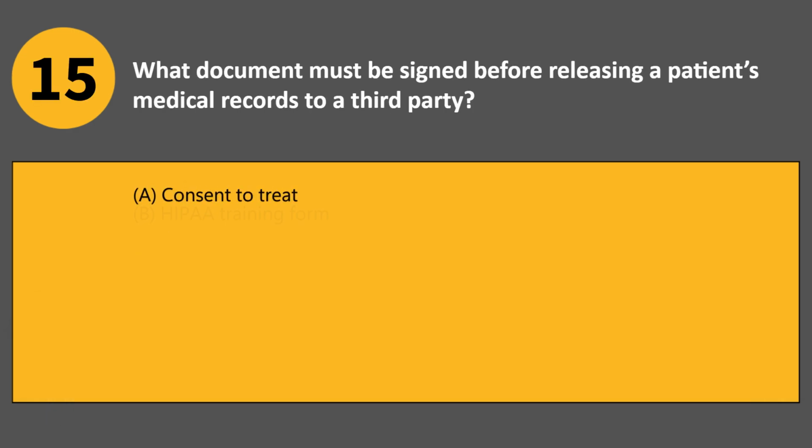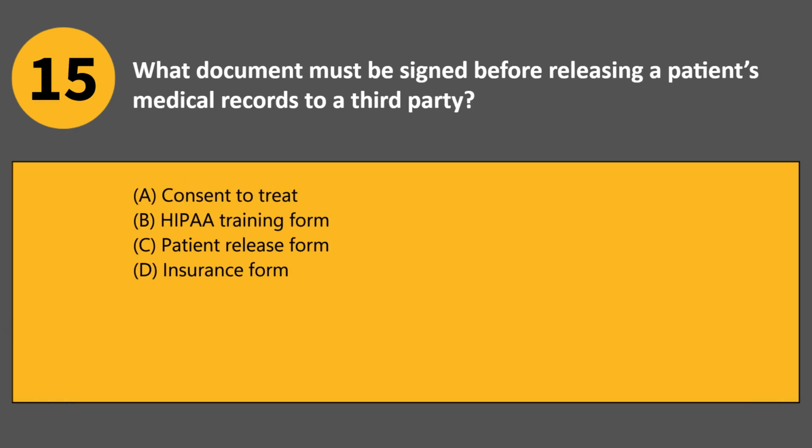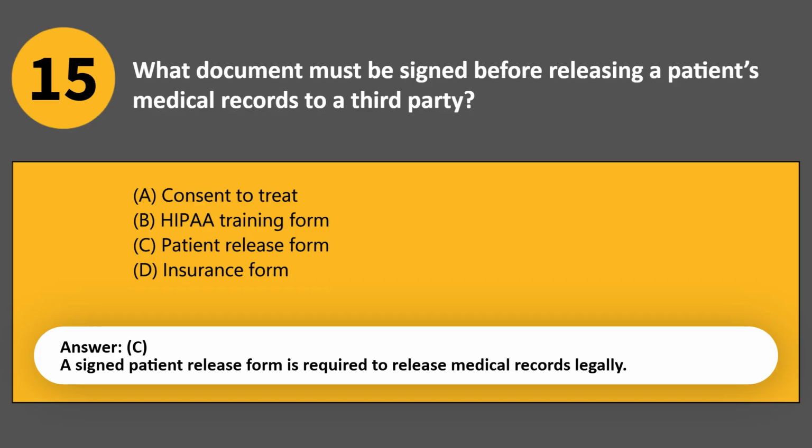What document must be signed before releasing a patient's medical records to a third party? A. Consent to treat. B. HIPAA training form. C. Patient release form. D. Insurance form. Answer C. A signed patient release form is required to release medical records legally.